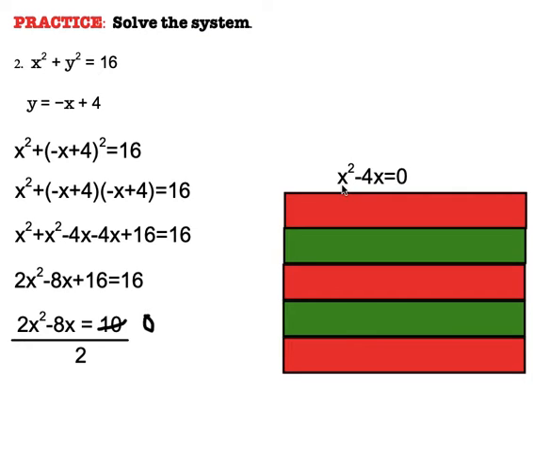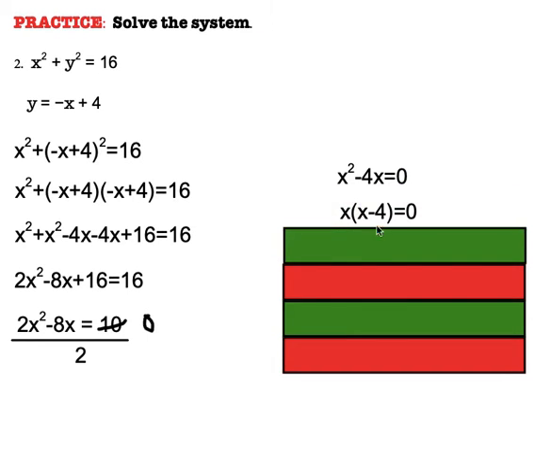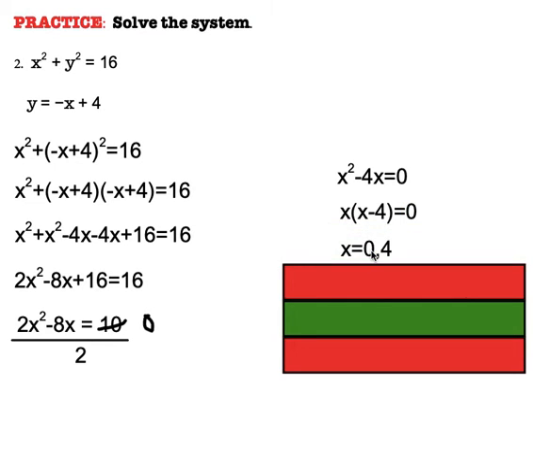Now here I could use the quadratic formula. A is 1, B is negative 4, C is 0. I could complete the square, or I could realize, hey, they just have an x in common, so I'm going to factor out an x. I set each factor equal to 0. So x equals 0 and x minus 4 equals 0.